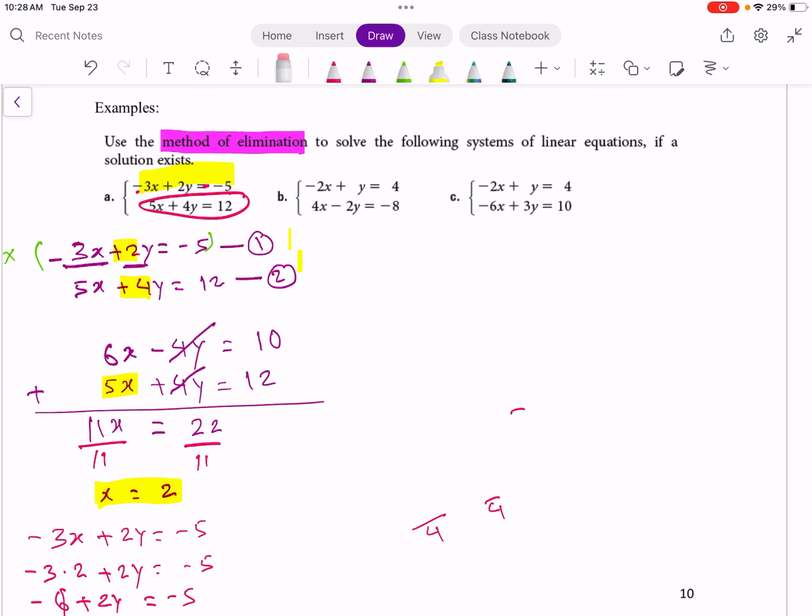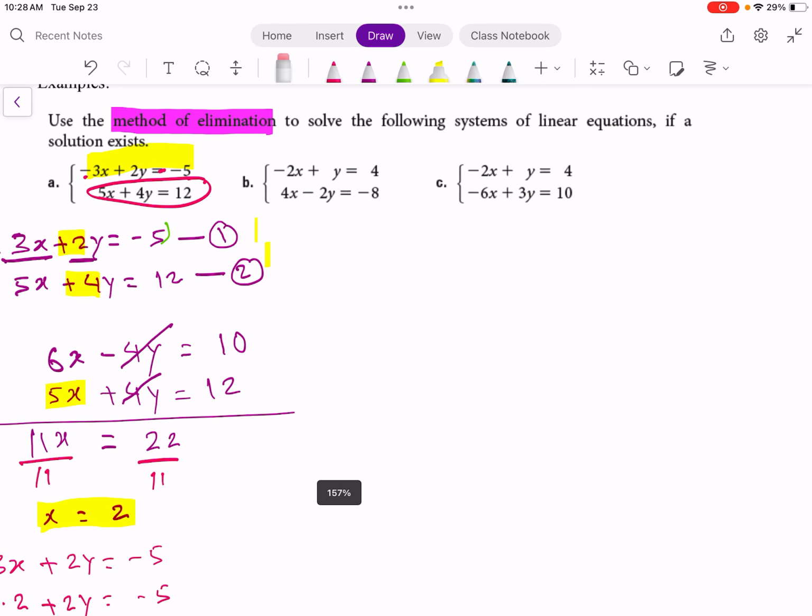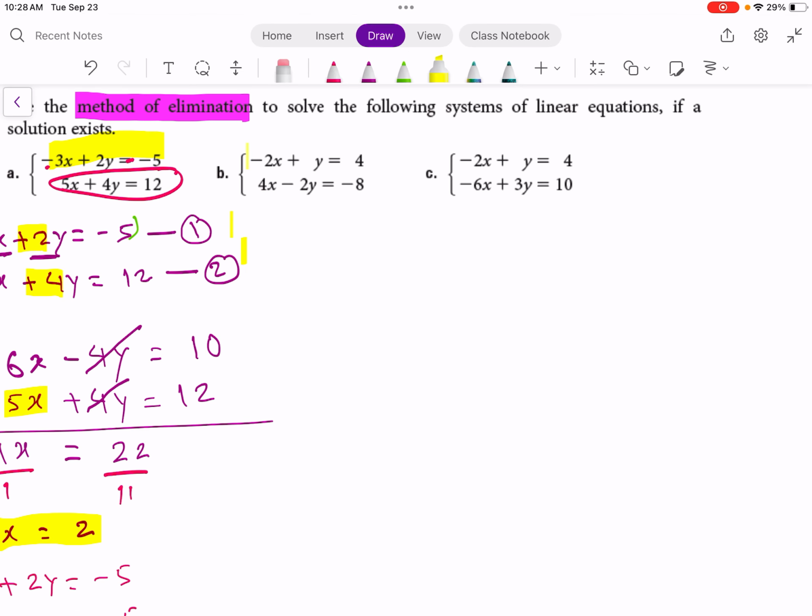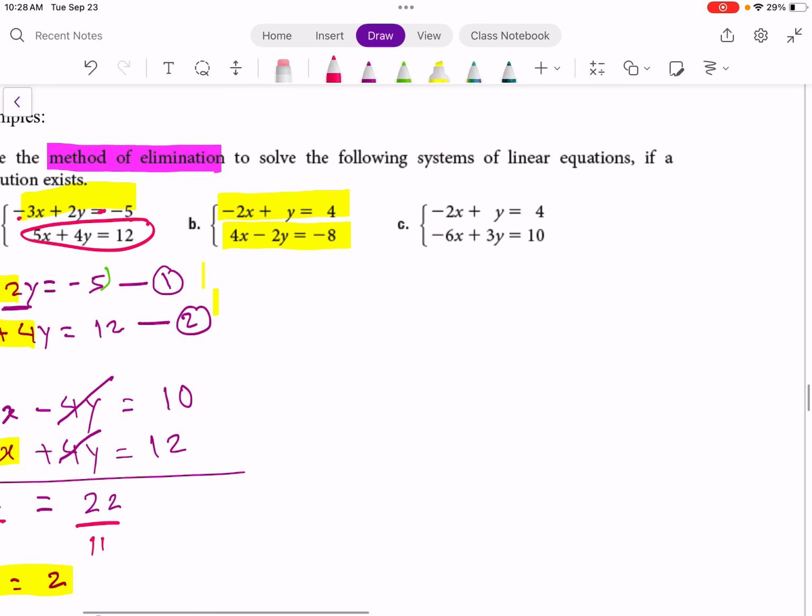So here we have a system of linear equations, okay? So this is our equation, this is our second equation. So let me write down this one. So we have negative 2x plus y equals to 4. Let me call it equation 1. And we have 4x minus 2y equals to minus 8. And let me call it equation 2.